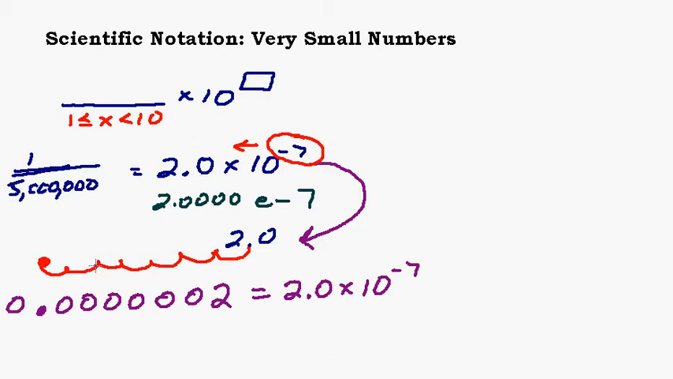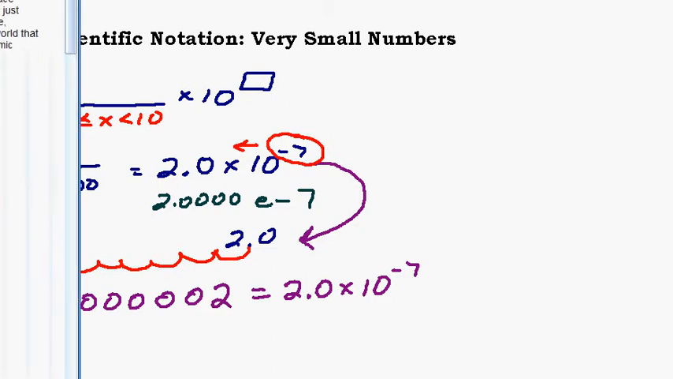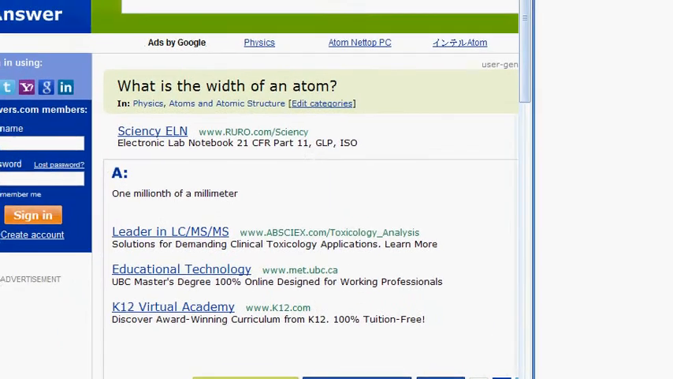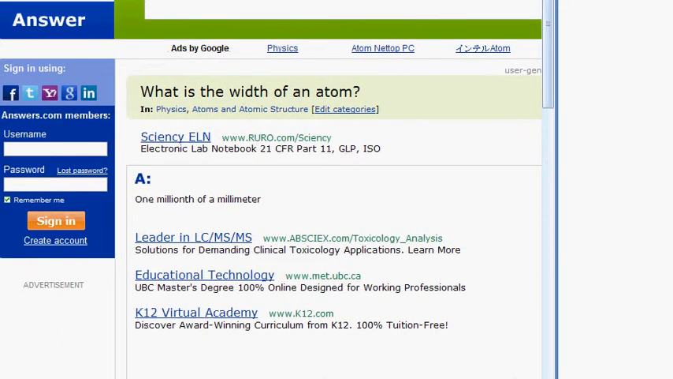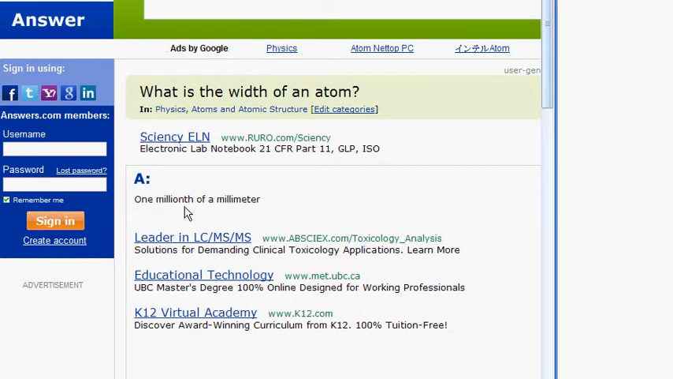Alright, let's look at another example of a very small number. Let's see here. I found this. It says, what is the width of an atom? 1/millionth of a millimeter. Okay, how could we write that in scientific notation? 1/millionth of a millimeter.